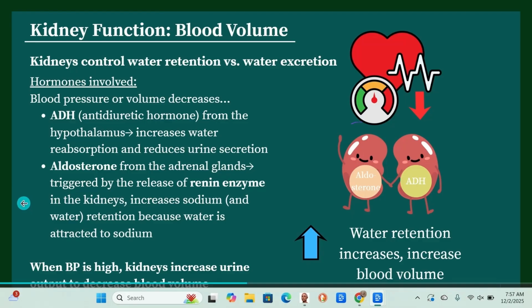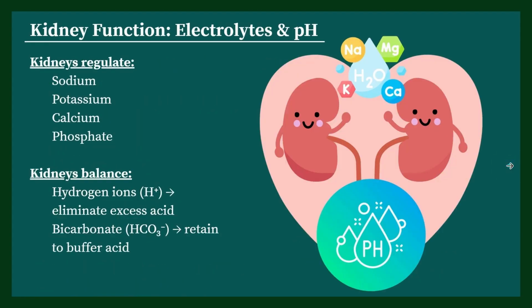Now, if blood pressure becomes high because of hypertension, things like that, the kidneys will increase urine output to decrease that blood volume so that the pressure will go down and we're not risking hurting ourselves.